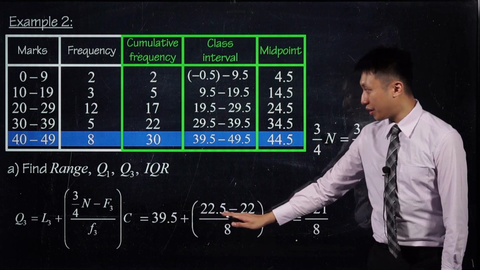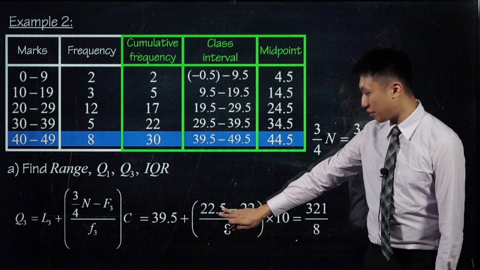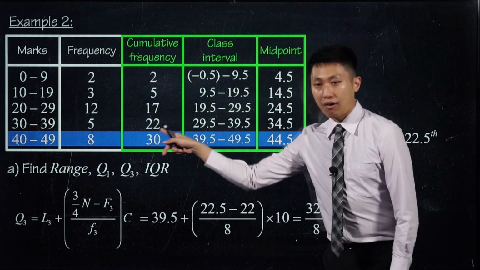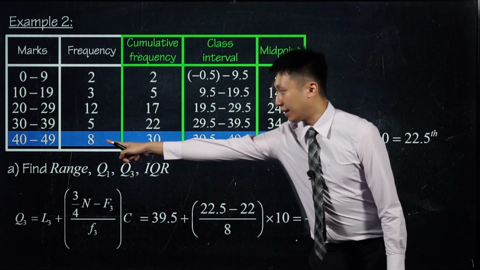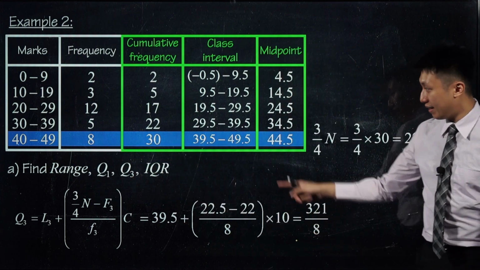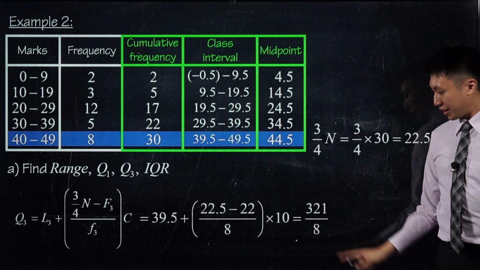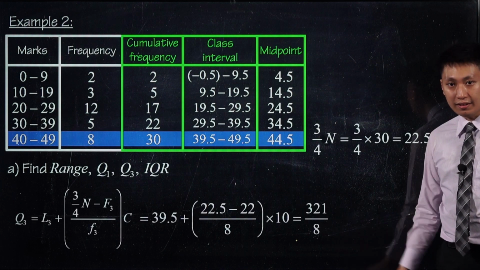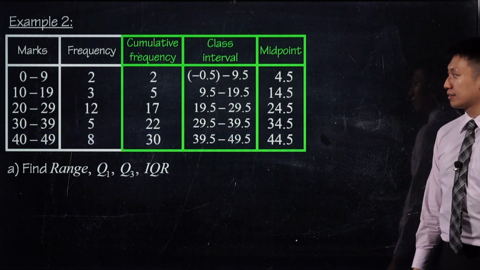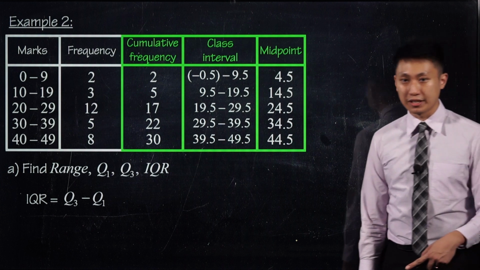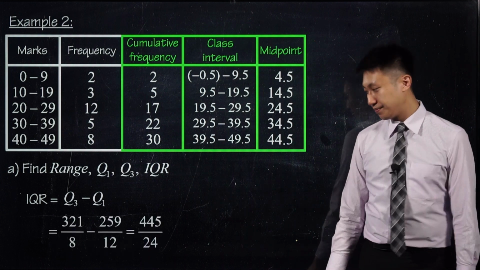39.5, 22.5. You can see why it's 22.5, right? 22.5 minus 22 before, then 8 here, then multiplied by 10 here minus here. Answer. One more time. Answer. Okay, got it? All right. Next, IQR: the answers that you got just now, then minus them. You get this answer?